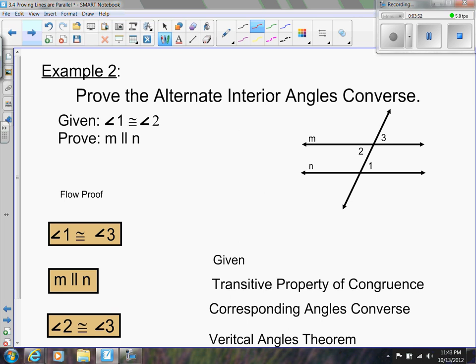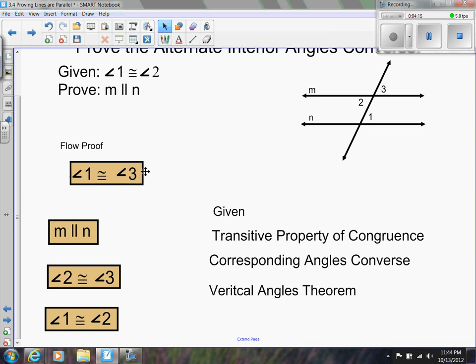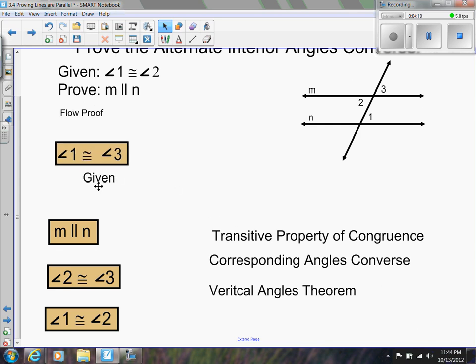Yesterday we did a proof of the alternate interior angles theorem. Here we're going to do the alternate interior angles converse, the converse of that theorem. We'll do a flow proof. So we're given that angle 1 and angle 2 are congruent. We want to show M is parallel, that's the symbol for parallel, to N. So let's start with our given. And I already have the things in line, so I get to move them around. I want to prove M is parallel to N, so I'll move that down out of the way.